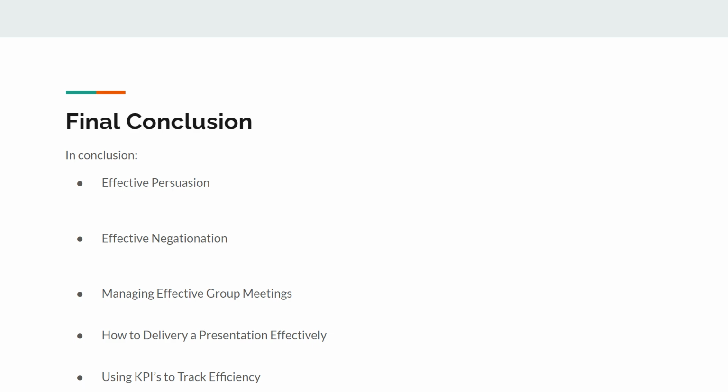How to deliver a presentation effectively. Try to remember some of the key tips, such as prepare thoroughly, know your audience, and stick to your timeline. And finally, using KPIs to track efficiency. There are lots of KPIs out there, so it isn't important to remember them all, but it is useful to know why they are used.